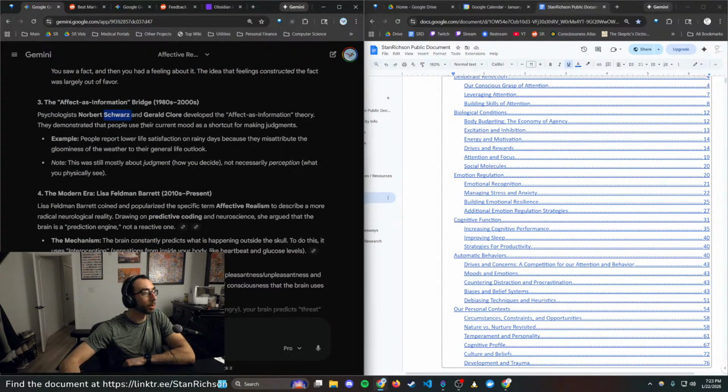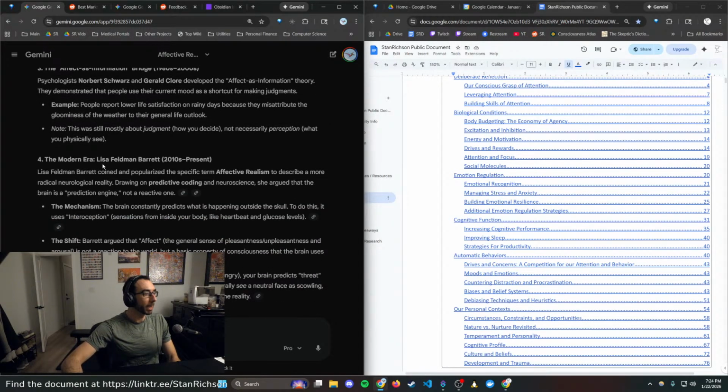The affect as information bridge. Psychologists Schwarz and Clore developed the affect as information theory. They demonstrated that people use their current mood as a shortcut for making judgments. People report lower life satisfaction on rainy days because they misattribute the gloominess of the weather to their general life outlook. This was still mostly about judgment, how you decide, not necessarily perception, what you physically see.